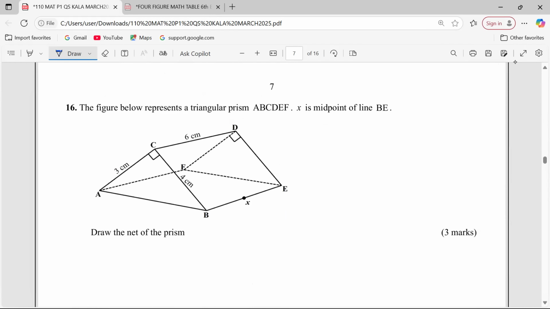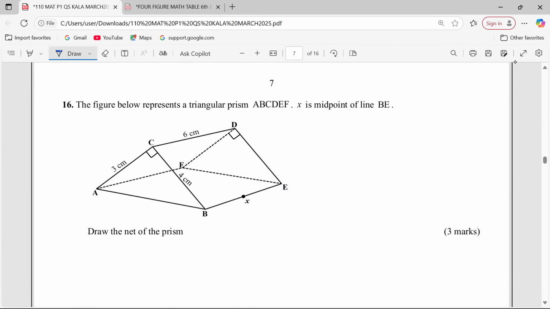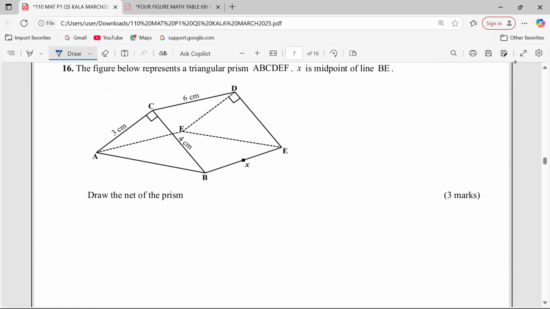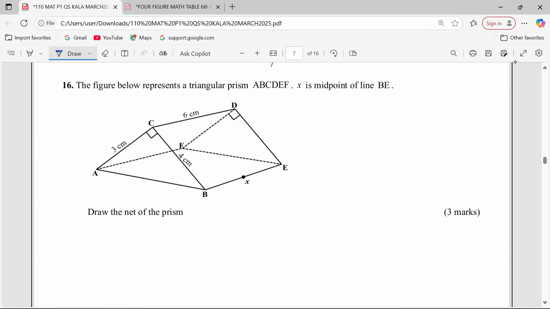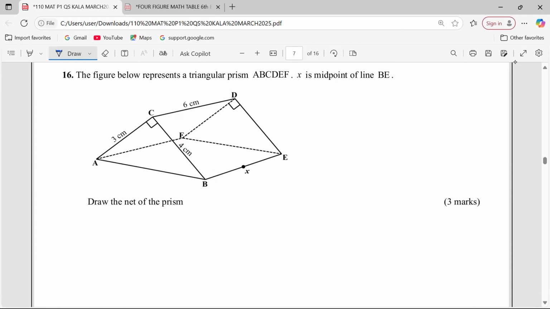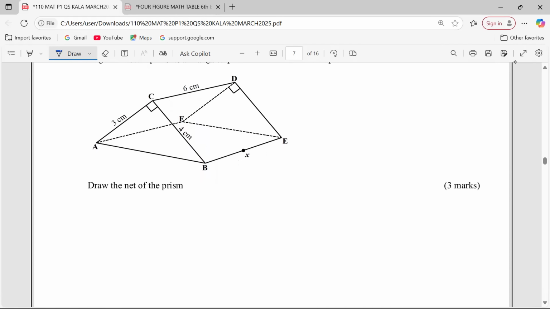Yeah, number 16. The figure below represents a triangular prism, which is ABCDEF. X is the mid of line BE. Draw the net. It's good for you to know that drawing a net requires you to make real measurements, and something else that you're supposed to know is that you are supposed to open up a solid such that in case you fold back the net, you will get your solid back.